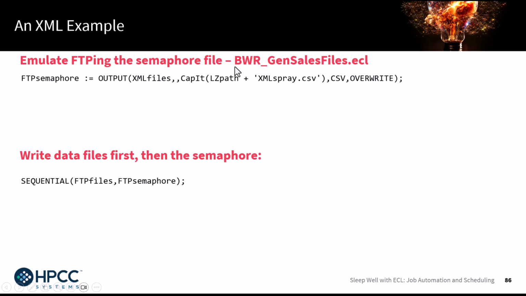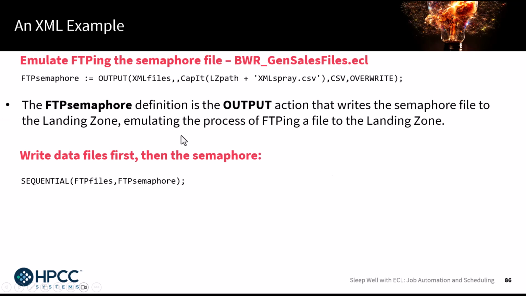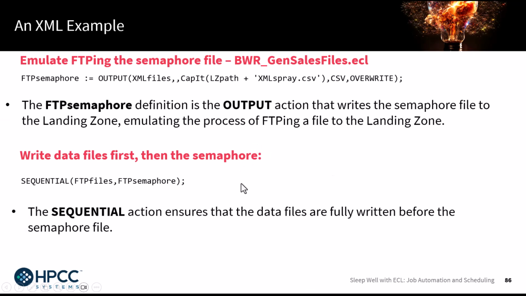This is emulating the action right here that we see here, FTP semaphore, which actually will create the semaphore file. And so it writes the semaphore file to your landing zone, and then finally down here, putting it into a sequential operation, we also then write the data files, fully written before the semaphore file is created. So the semaphore file would not happen if something happened with FTP files and the files were not output properly. Then there would be no reason for a semaphore file to be created.